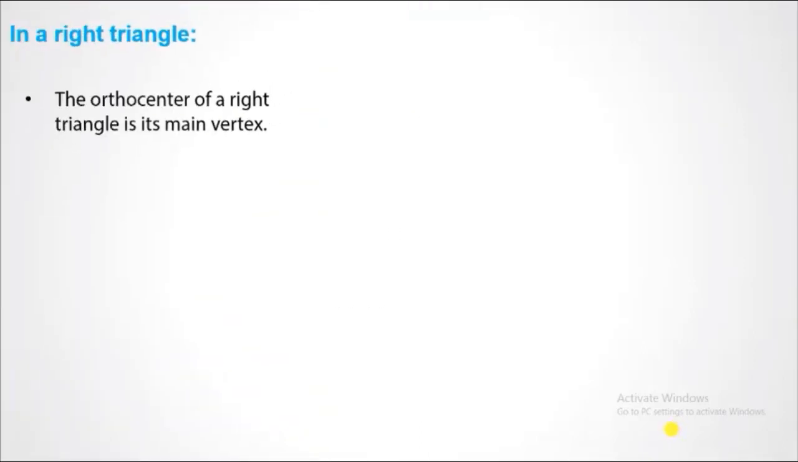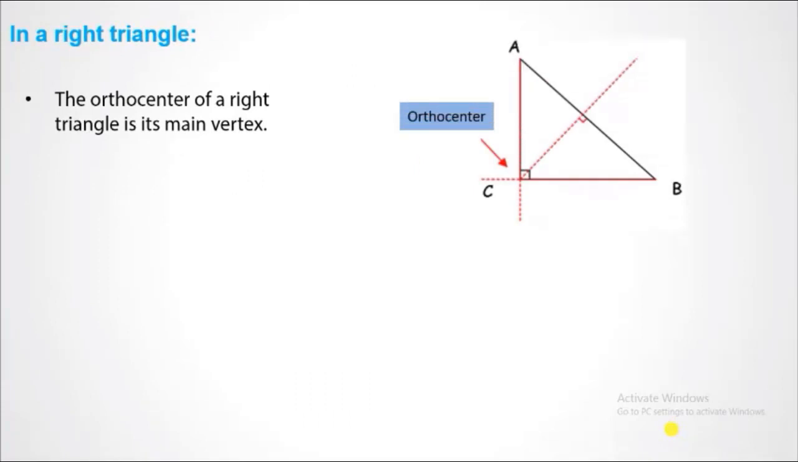In a right triangle, the orthocenter is the vertex of the right angle. As we see here, ABC is a right triangle at C. The point of intersection of the three heights is the vertex C.